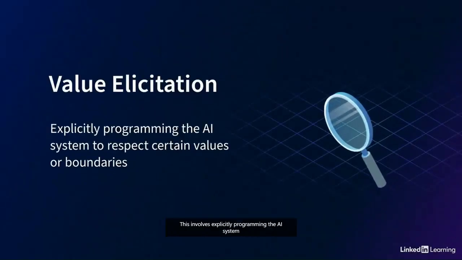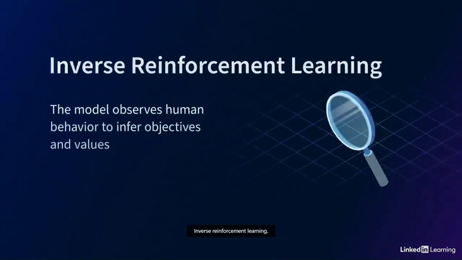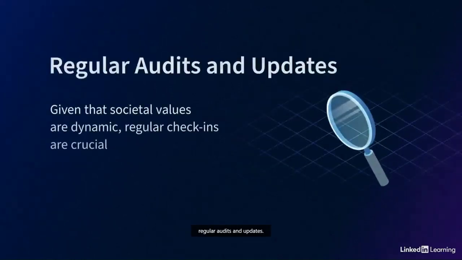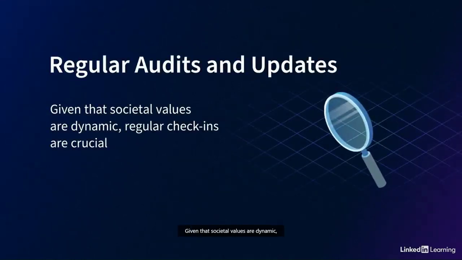Value elicitation. This involves explicitly programming the AI system to respect certain values or boundaries. The challenge here is defining those values comprehensively. Inverse reinforcement learning. This is where the model observes human behavior to infer objectives and values, thereby learning what to optimize for. Regular audits and updates. Given that societal values are dynamic, regular check-ins are crucial to ensure ongoing alignment.